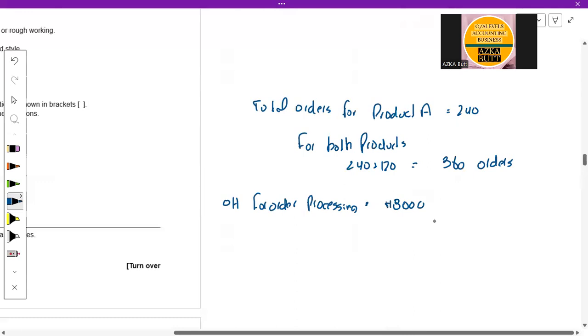So the cost per order would be divided by 360, the total number of orders. So it means that $50 was the overhead per order. So the order processing overhead for product A would be 240 orders multiplied by $50, which is equal to $12,000.